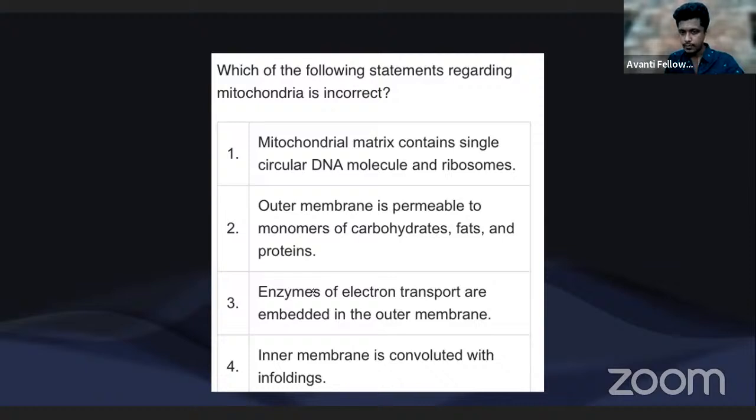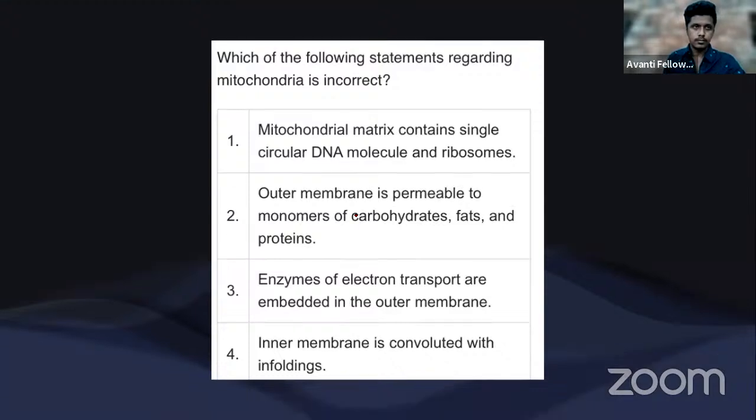You got it right? All right. Can we look at the right option now? Which of the following is incorrect about mitochondria?